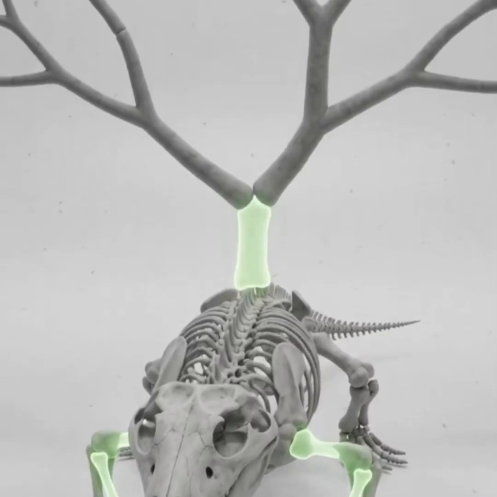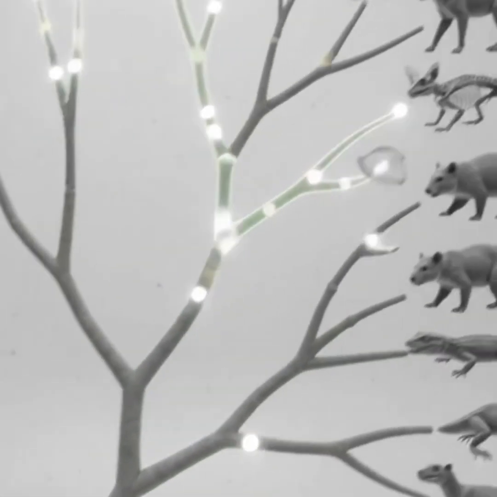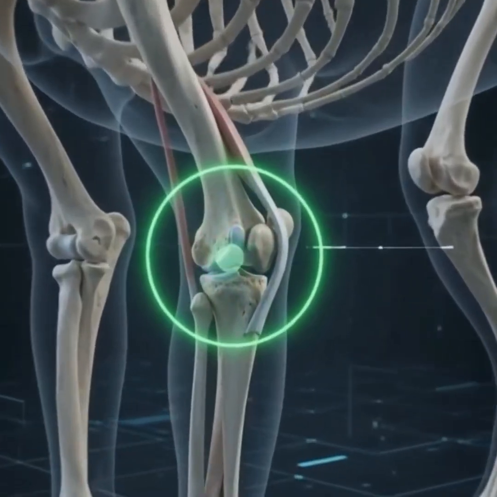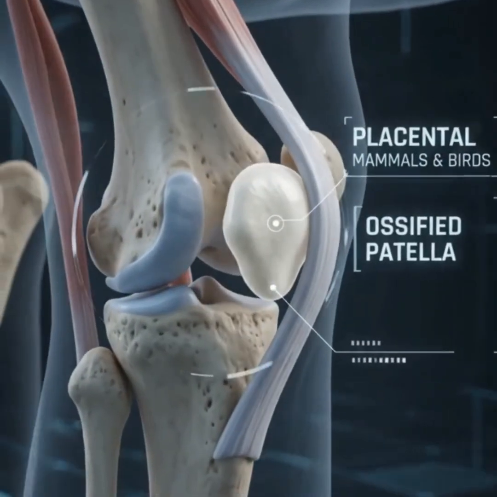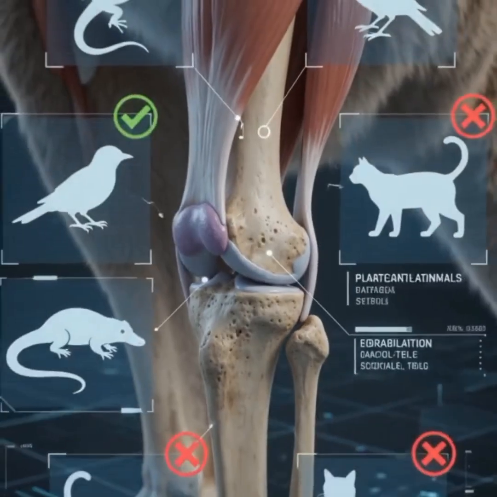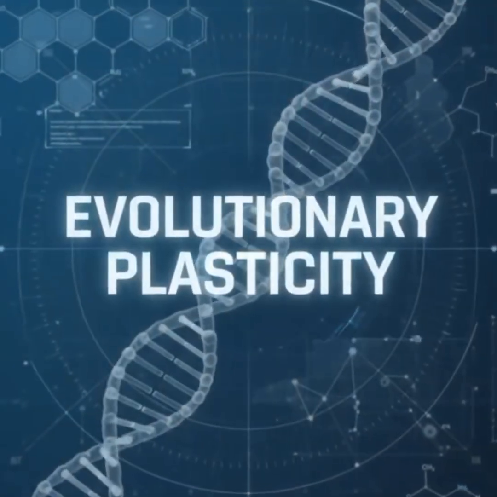The ancestral tetrapod limb lacked ossified sesamoids. These structures evolved independently, multiple times across lineages. The patella's evolution shows deep plasticity. In mammals and birds, it acts as a lever, but in most marsupials, it is absent. Tendons attach directly to the tibia as an adaptable structural design.